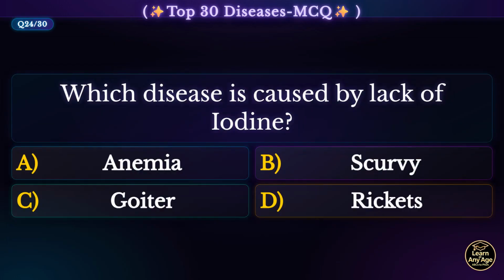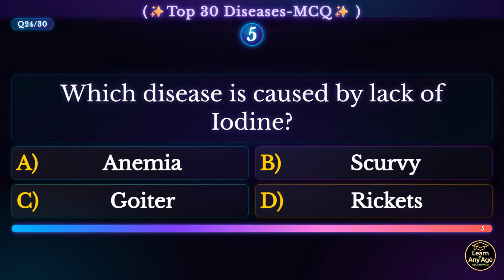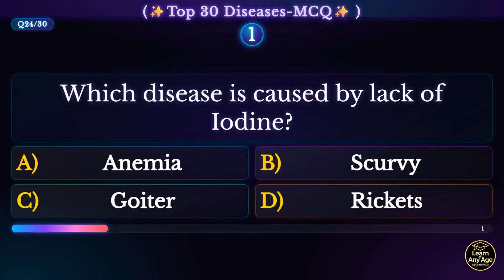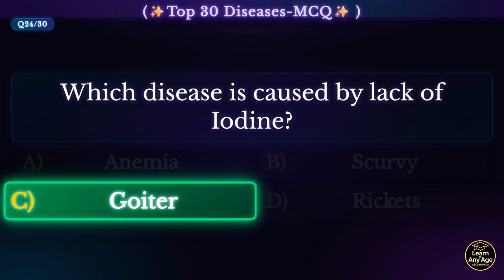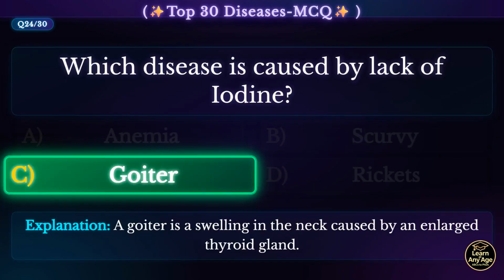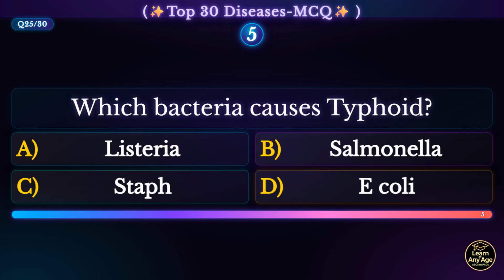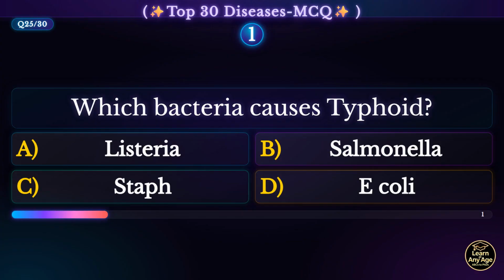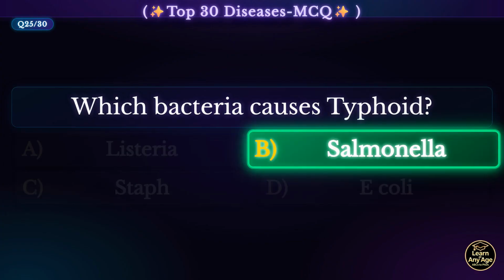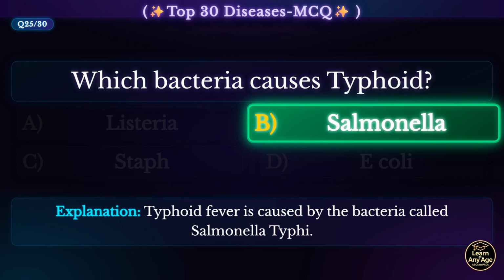Which disease is caused by lack of iodine? Goiter. A goiter is a swelling in the neck caused by an enlarged thyroid gland. Which bacteria causes typhoid? Salmonella. Typhoid fever is caused by the bacteria called Salmonella typhi.